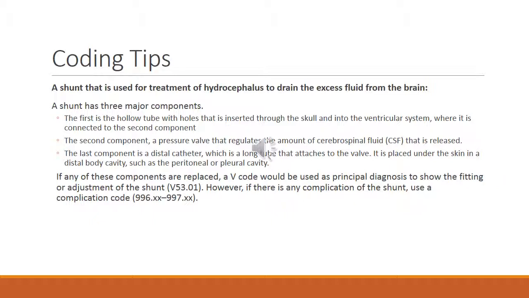Now, if any of these components are replaced, a V code would be used as principal diagnosis to show the fitting or adjustment of the shunt, which is V53.01. However, if there is any complication of the shunt, use a complication code 996.XX through 997.XX.